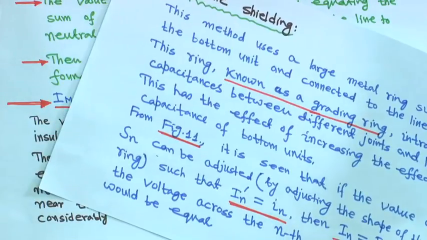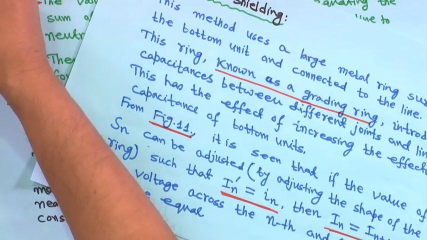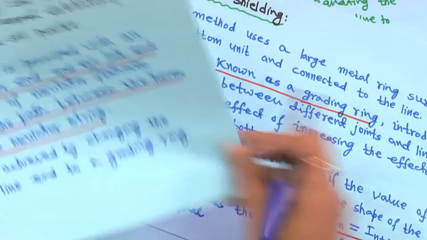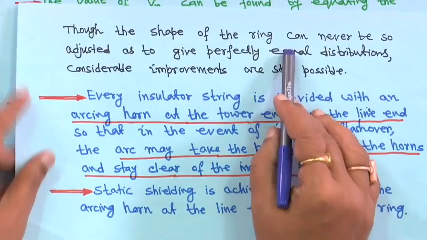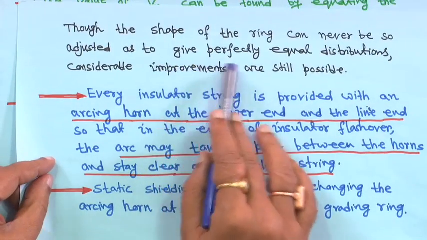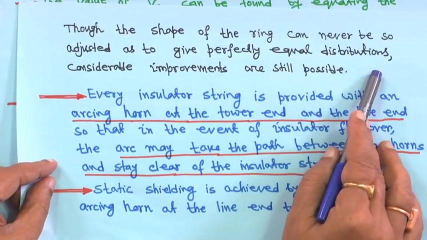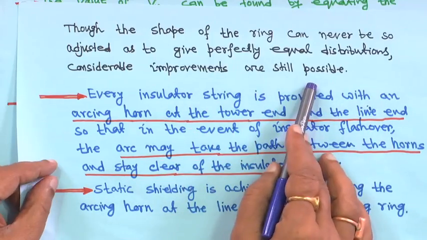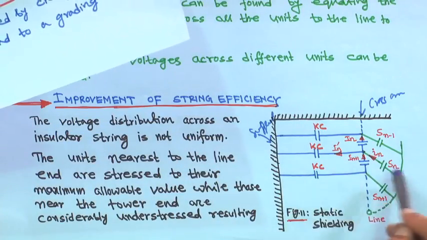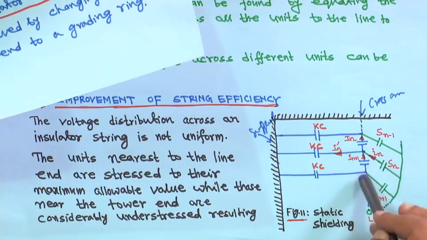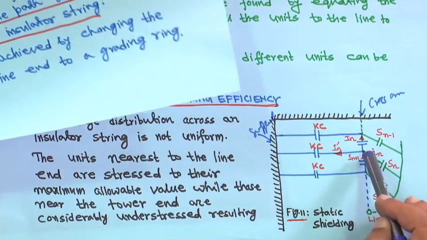Though the shape of the ring can never be adjusted so as to give perfectly equal voltage distributions, considerable improvement is still possible. Although you cannot make In equal to In dash, by adjusting this you can try to improve that voltage distribution, right.